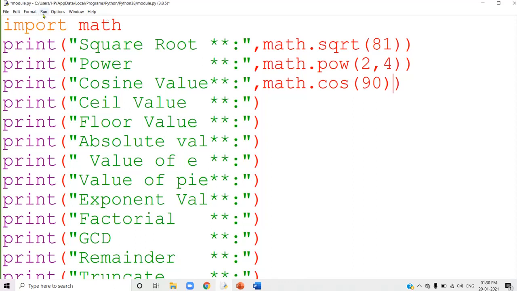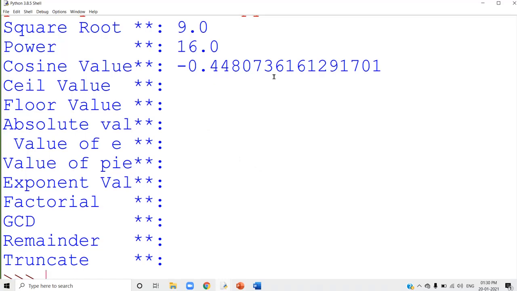Now see the answer, the third answer. So the cosine value of 90 is this one. See, this is the cosine value of 90. This is in radians, not in degrees.